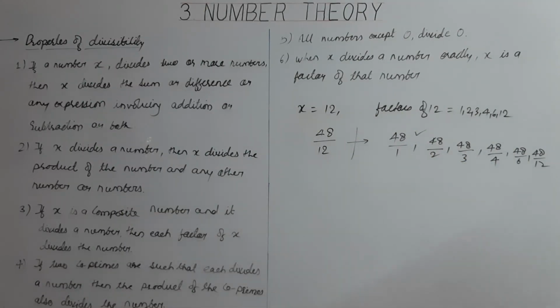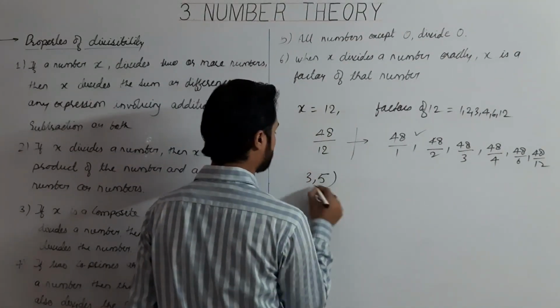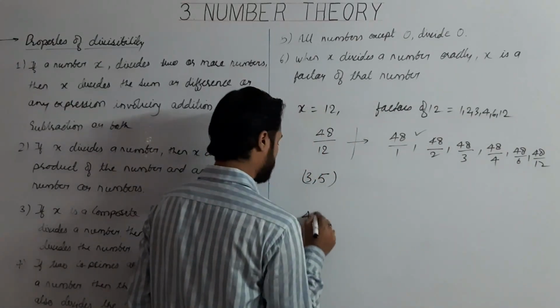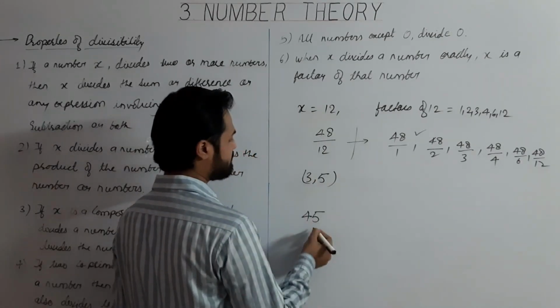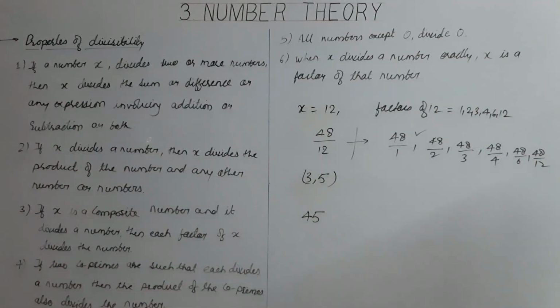This is the verification. Next property: if two co-primes are such that each divides a number, then the product of the co-primes also divides the number. For example, let's take 3 and 5. These are co-primes. Now, if two co-primes are such that each divides a number, so the number is 45. 3 divides 45, yes, and 5 divides 45, yes. So each divides the number, then the product of the co-primes also divides the number.